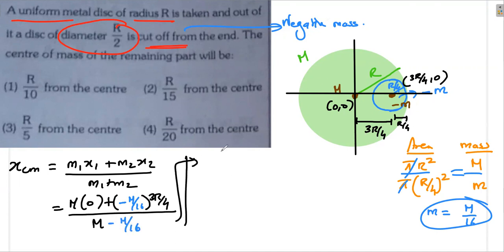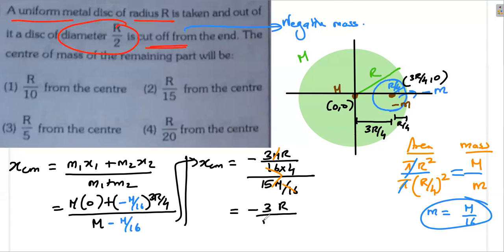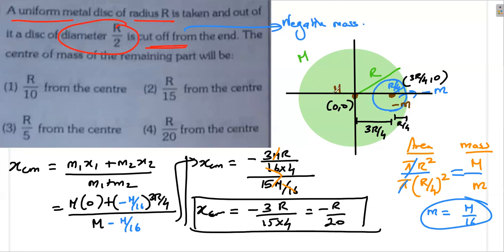Just need to simplify a bit. So X center of mass is equal to minus 3Mr/16 into 4, divided by 15M/16. When you cancel, the M and 16 in the numerator go off; actually, M/16 cancels as a whole. So what I have is minus 3r/15 into 4, and again cancelling by 3, this is minus r/20. What does the minus imply? Minus tells me it is on the negative side of the x-axis. So somewhere here from the center, r/20.